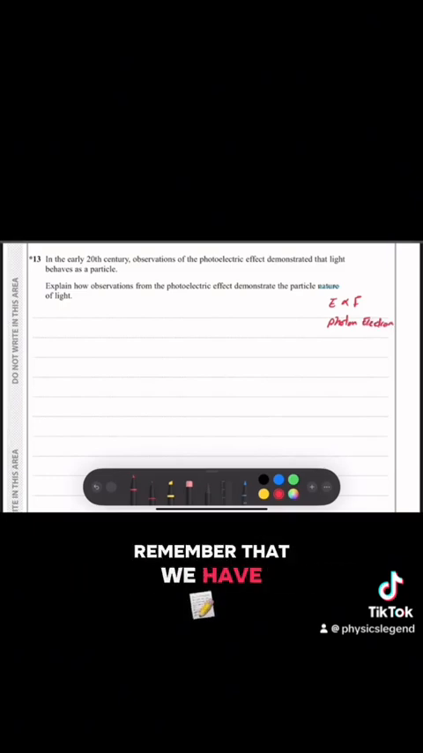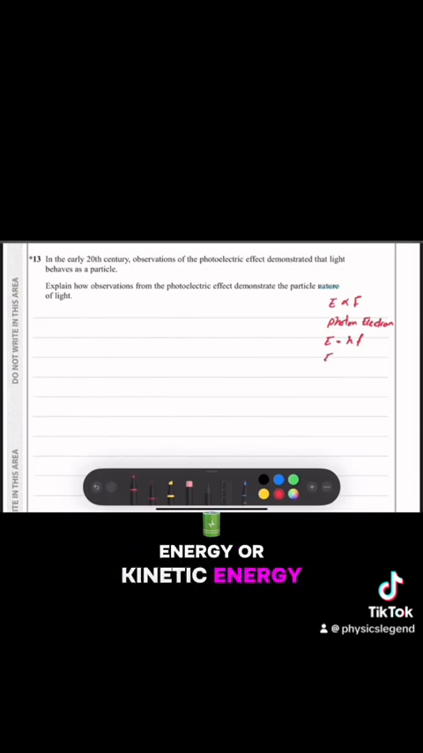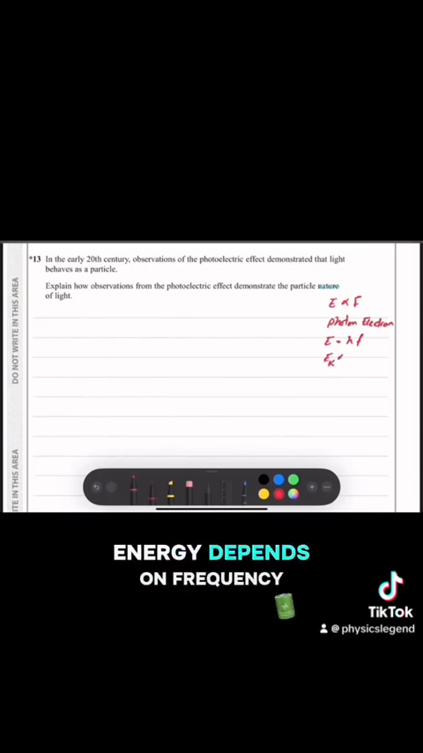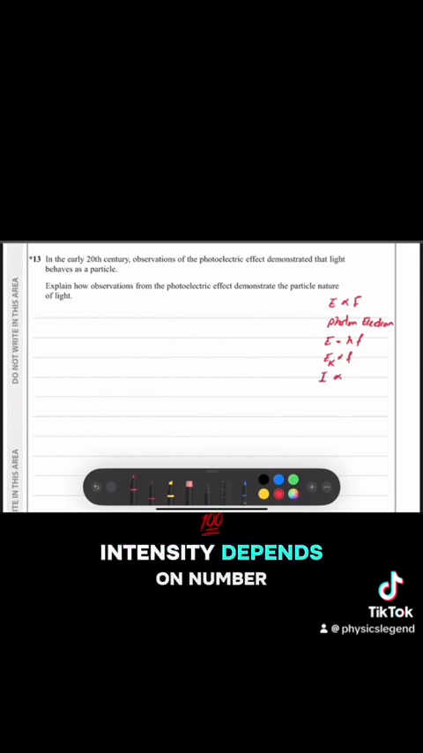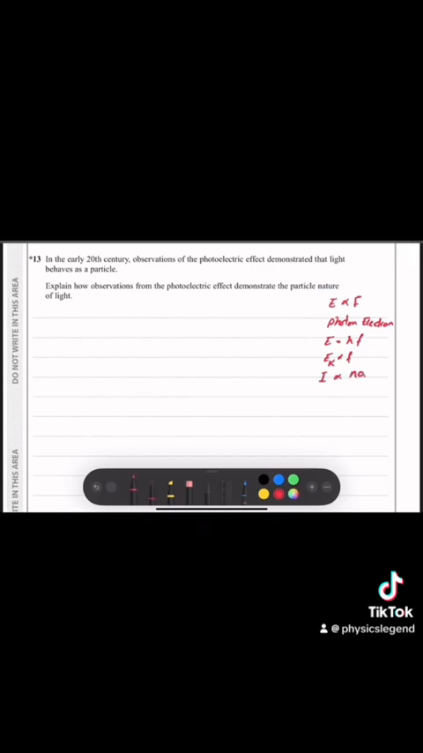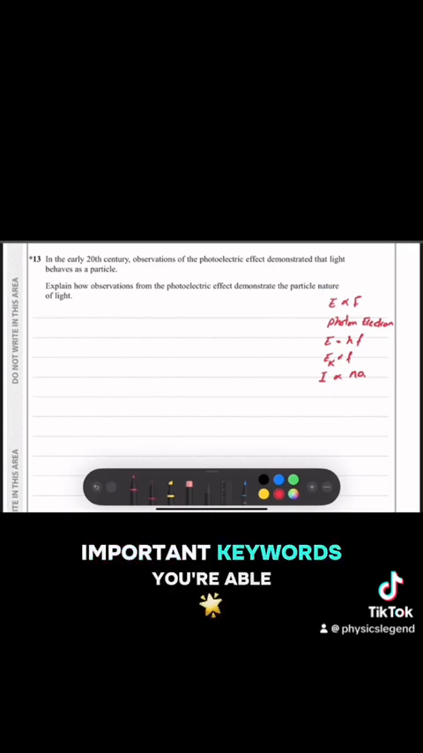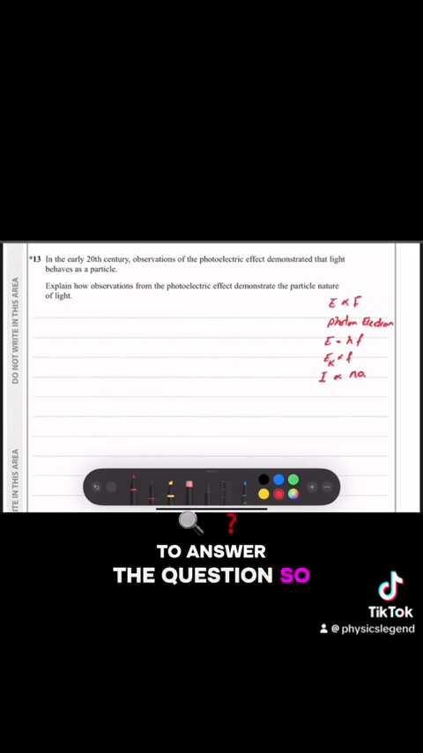Remember that we have the energy, as I told you, equals hf. Remember that we have electrons, and we have frequency in terms of energy or kinetic energy. So remember, the kinetic energy depends on frequency as well, and I, which is intensity, depends on number. If you memorize these important keywords, you're able to answer the question. So we try to convince the examiner that we are familiar with modern physics.